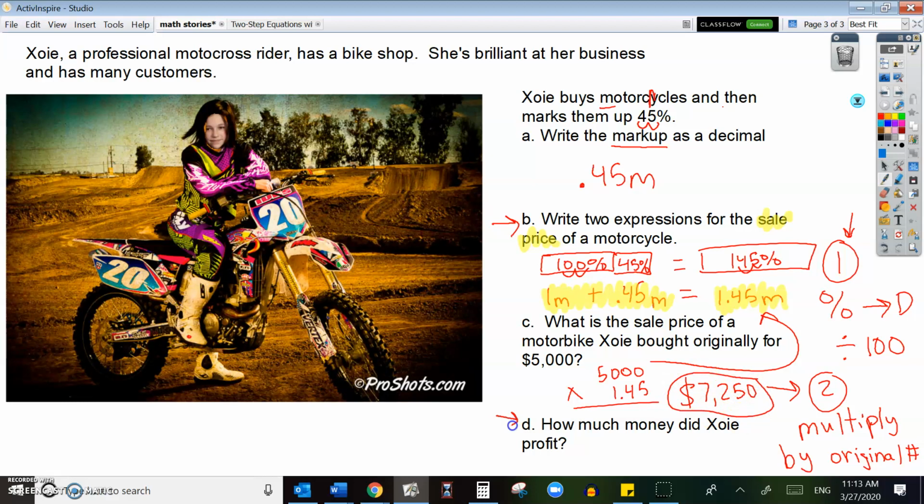And then letter D, how much money did Zoe profit? You need to do 7,250, the sale price, minus 5,000, and you get $2,250 as her profit.